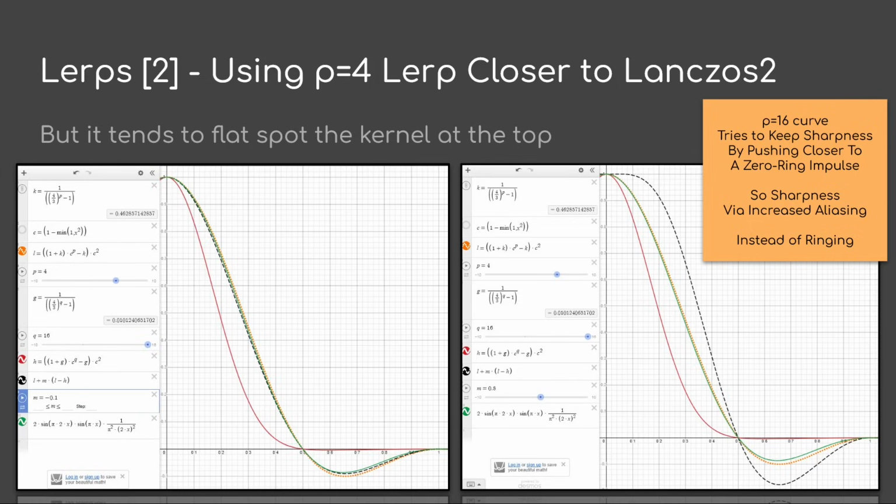The one on the left is showing the blend closer to the Lanczos 2, and the one on the right is showing one of the extremes of the blend with the most amount of negative lobe. You'll notice that using the P equals 16 curve, this tries to keep sharpness by pushing closer to a zero ring impulse. So sharpness in this case comes at a cost of increased aliasing instead of ringing.